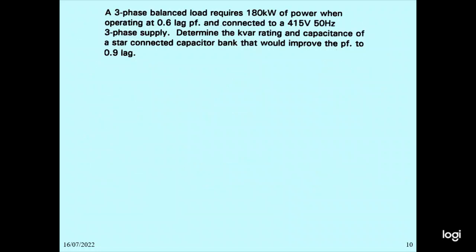The next one: a three-phase balanced load requires 180 kilowatts of power when operating at 0.6 lagging power factor and connected to the 415 volt 50 Hz three-phase supply. Determine the kVA rating and the capacitance of the star-connected capacitor bank that will improve the power factor to 0.9 lagging. In this case, firstly, we have to construct the original power triangle.